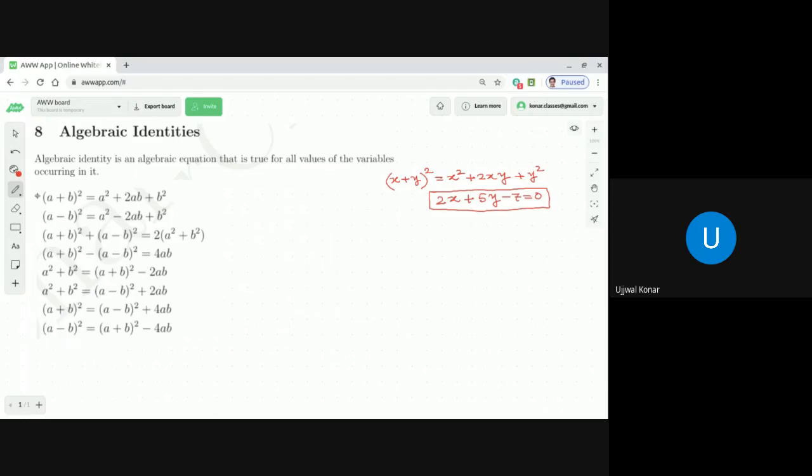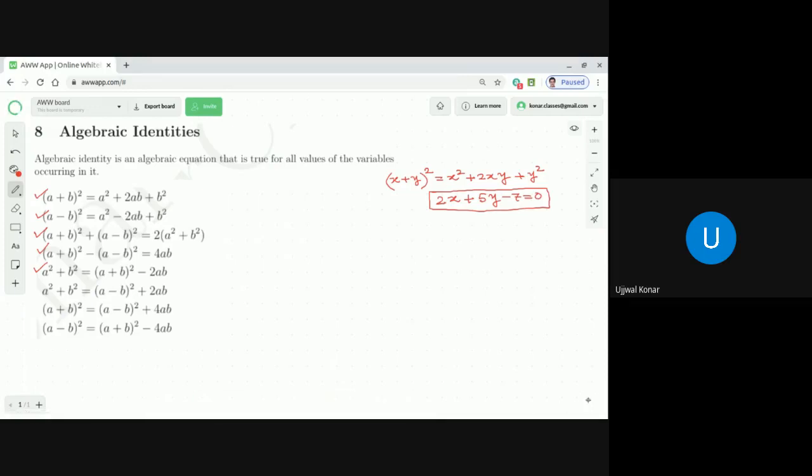a plus b whole square is equal to a square plus 2ab plus b square. a minus b whole square is equal to a square minus 2ab plus b square. Then a plus b whole square plus a minus b whole square: it is just adding up both sides of the previous two identities. Then you'll get 2 into a square plus b square. a plus b whole square minus a minus b whole square is equal to 4ab. a square plus b square is equal to a plus b whole square minus 2ab. It's a different way of representation.